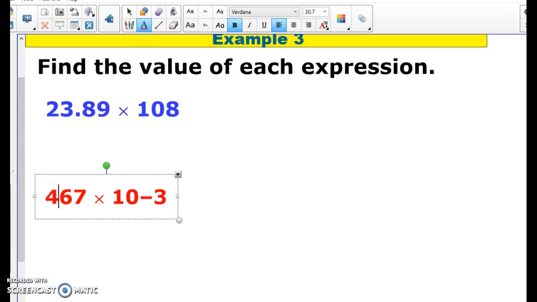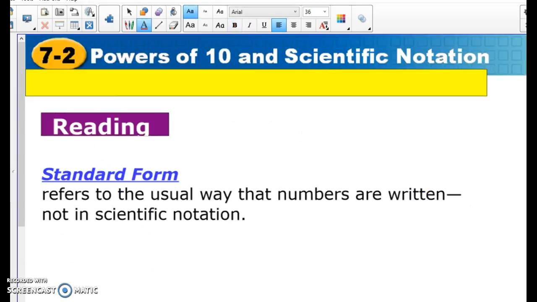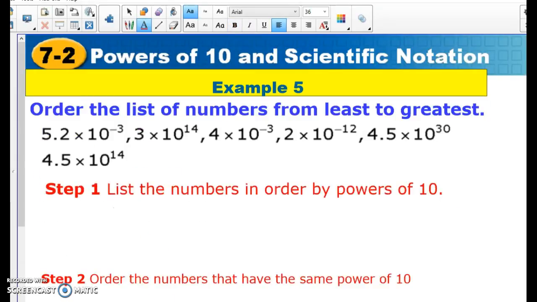So it's a good way on MCAs. If you're ever doing a scientific notation problem and they give you an answer that says 23.89 times 10 to the 8th power, well, right away you can cross that out because it's never going to be 23.89. It would always be 2.389. Just another way that they're trying to trick you on those problems.